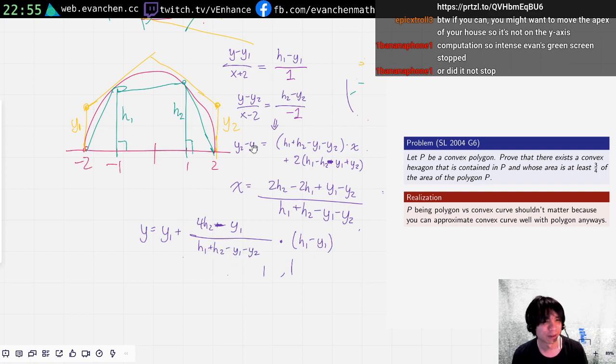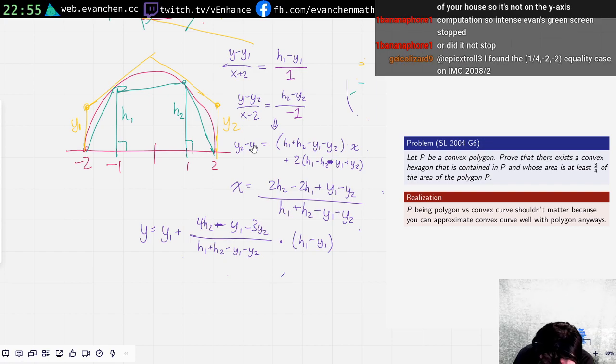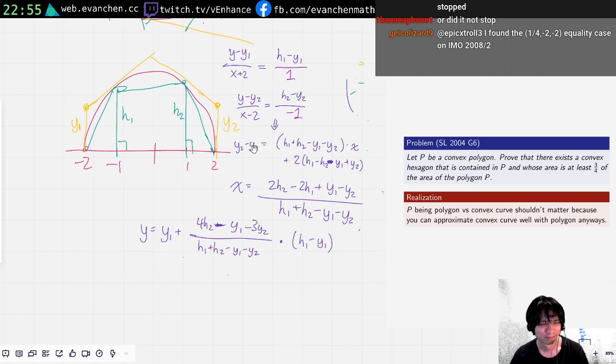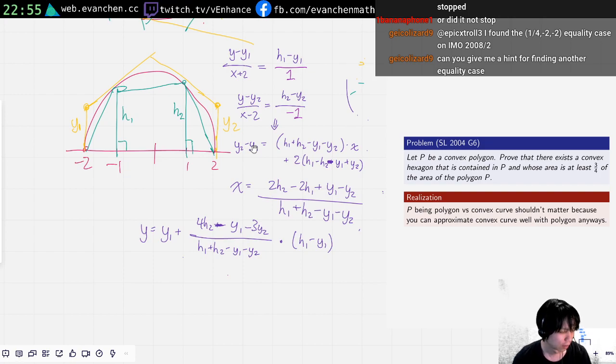Is there not a better way to do this? This is actually worse than I thought. By like a lot. Minus 3y2. Oh my freaking. Oh, jeez.